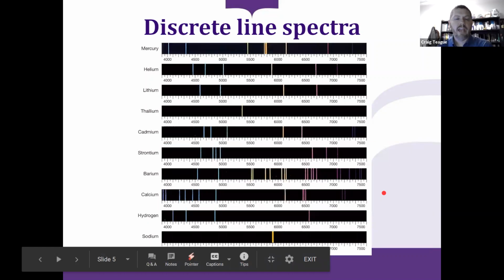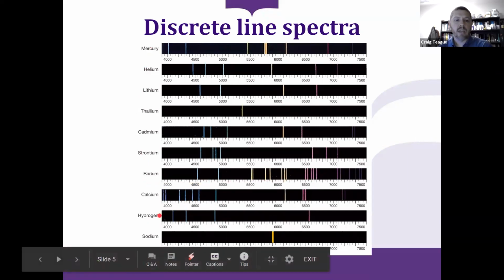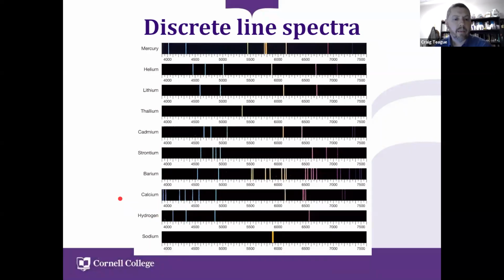So it turns out that every element has a unique line spectrum. Every element is distinct from every other element when you take it and spread out its light. And so here's mercury, here's helium, here's lithium. Some elements have a lot of lines like barium, and other elements like hydrogen don't have that many lines. But every single element is different in terms of its spectrum.